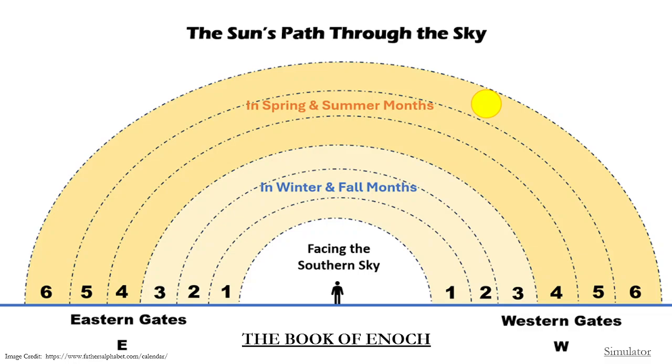This is where we read previously where the gates are in sequential order. The sun passes through these gates in the numbered order that you see. Notice that the spring and summer months are the higher gates, the gates that are arched very high, where the sun is further away from the earth up here.